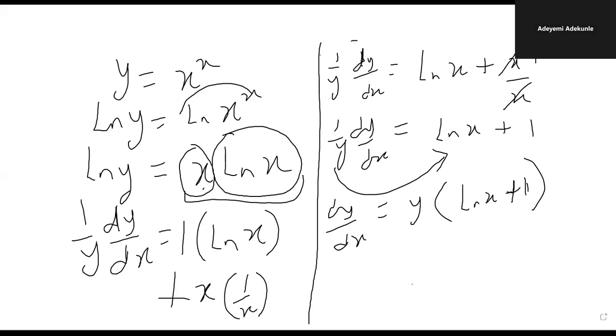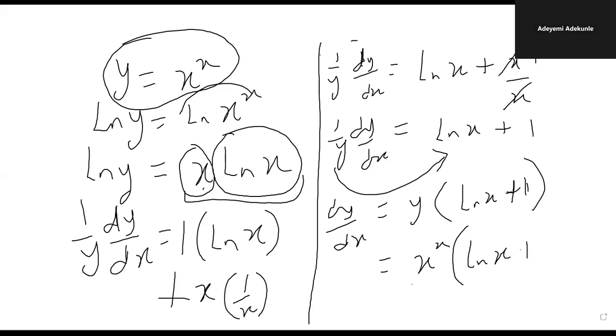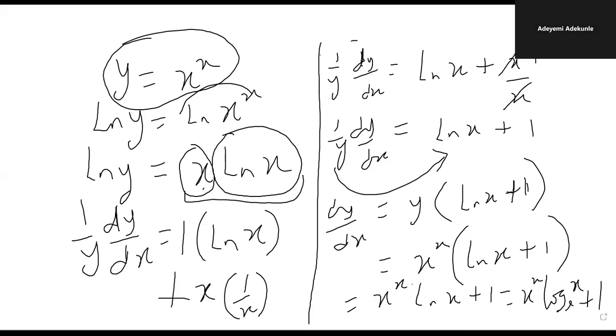Now, what is our y? We have to repeat it. Recall, y equals x raised to power x. So I can write this as x raised to power x into ln x plus 1. If you like, you can open the brackets by saying x raised to power x ln x plus 1. Or you say x raised to power x. What is ln itself? ln means log base e. So x raised to power x log base e of x plus 1.